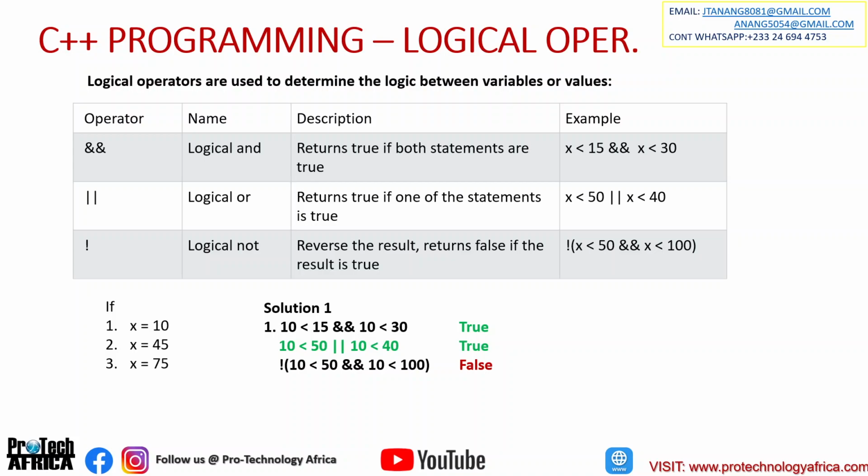Now we also have the logical operators, which are used to determine the logic between variables and values. So we have the double ampersand, and over here, what does that statement mean?